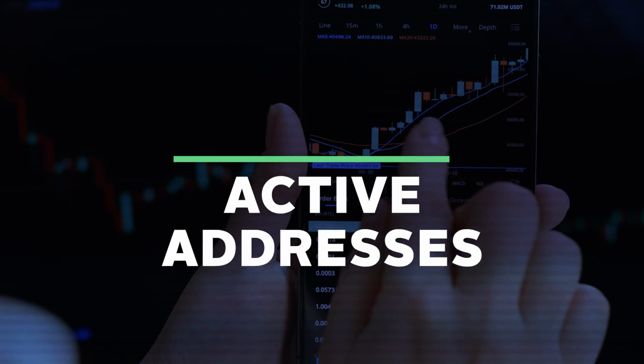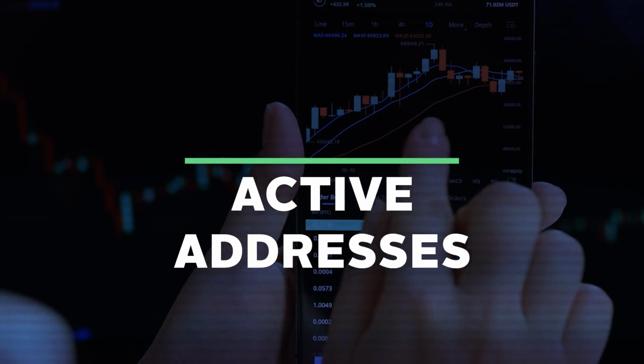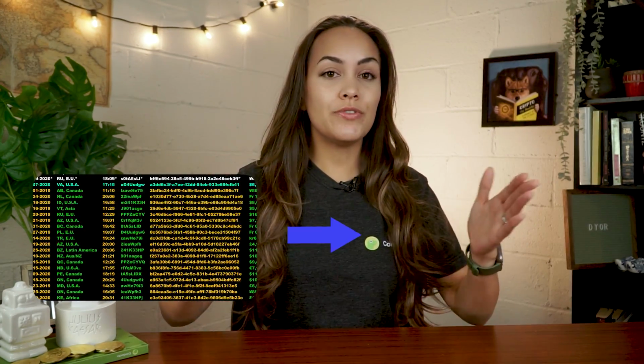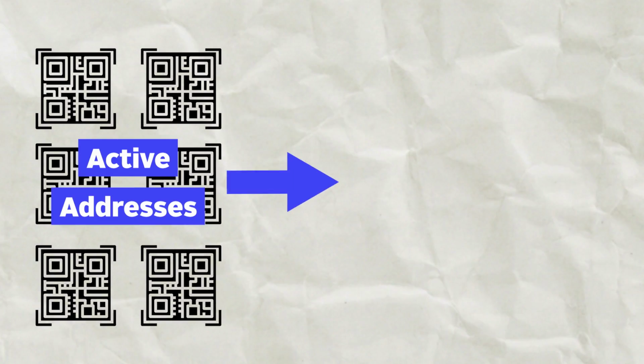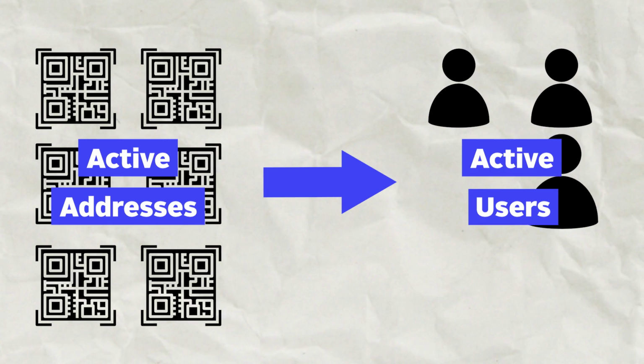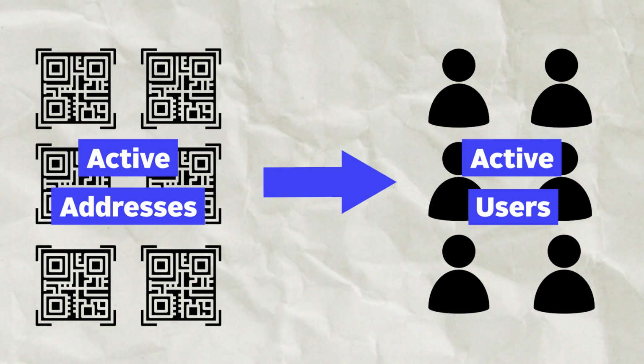First up on our list is active addresses. Active addresses refer to blockchain addresses that have received or sent out funds within a certain period. As you might guess, the count of active addresses is an indicator for the amount of active users or activity on a blockchain, since addresses are not only tied to one individual.